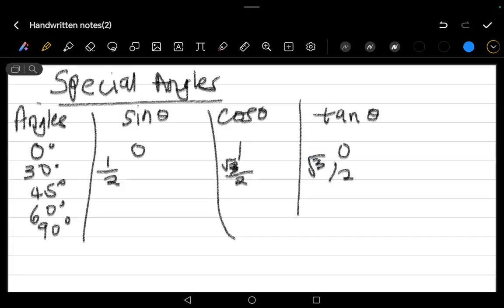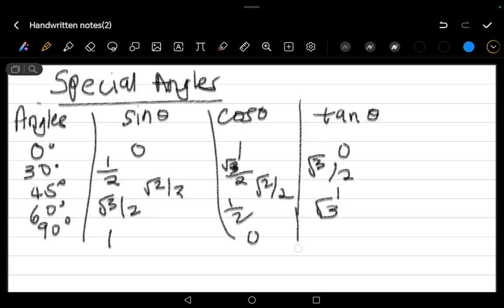And then sine 45. Sine 45 is square root of 2 over 2. Even cos 45 is what? It's square root of 2 over 2. Tan 45 is 1. And then sine 60. Sine 60 is square root of 3 over 2. And then cos 60, it's what? It's 1 over 2. Tan 60 is square root of 3. And then sine 90. Sine 90 is 1. Cos 90 is 0. And then tan 90 is undefined.